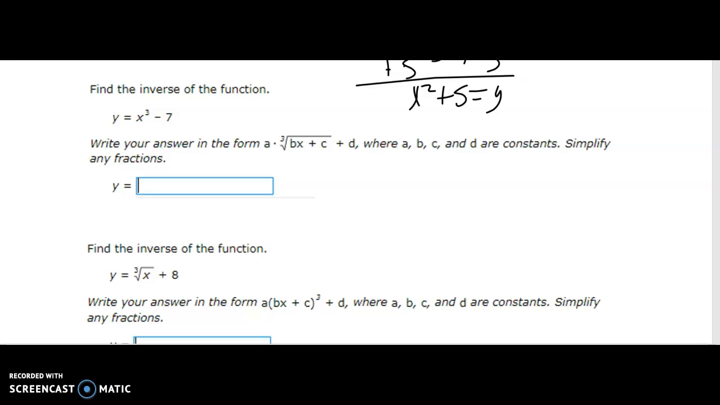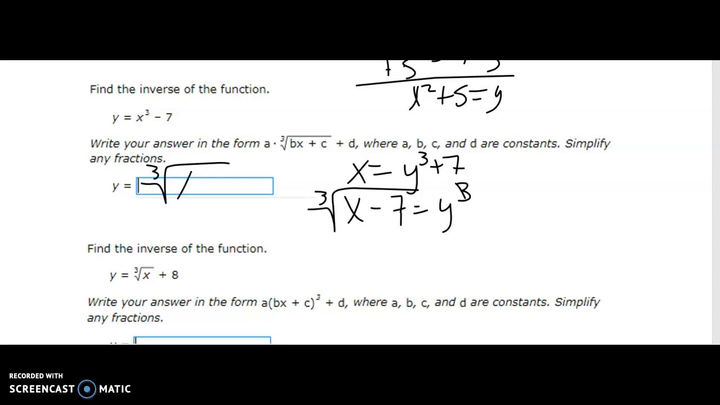Okay, find the inverse. So x equals y cubed plus 7. x minus 7 equals y cubed. And to get the cube away from the y, we're going to cube root the whole entire side. So y equals the cube root of x minus 7.